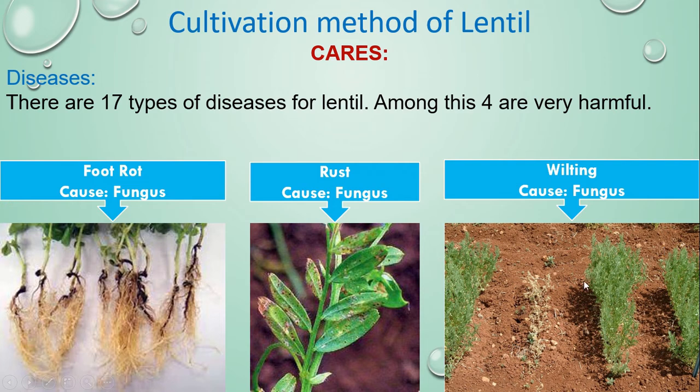And the next one is wilting. This one happened due to the attack of fungus as well. You see this plant is standing very quietly, and this one stands properly, but in this row you see the plant is not standing like this one, and this one has fallen down. That is why it's called wilting. That means this plant is infected by fungus, and this is the wilting disease.